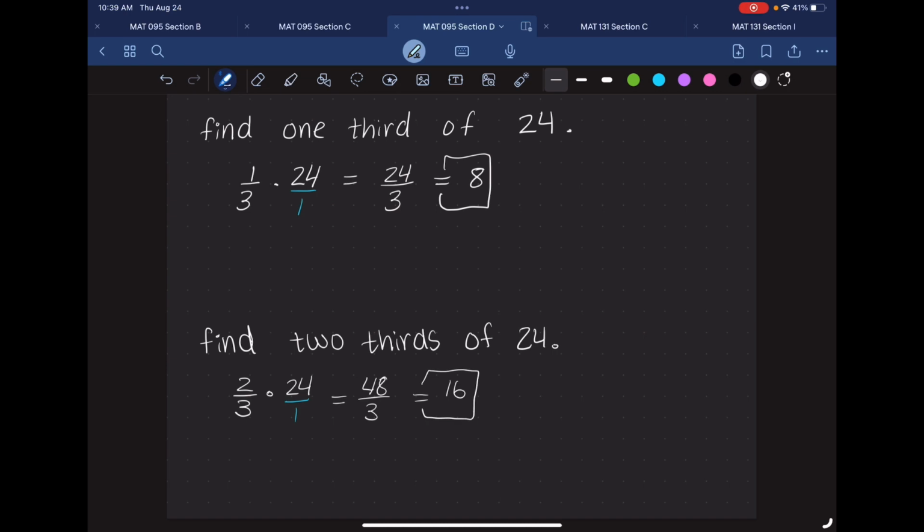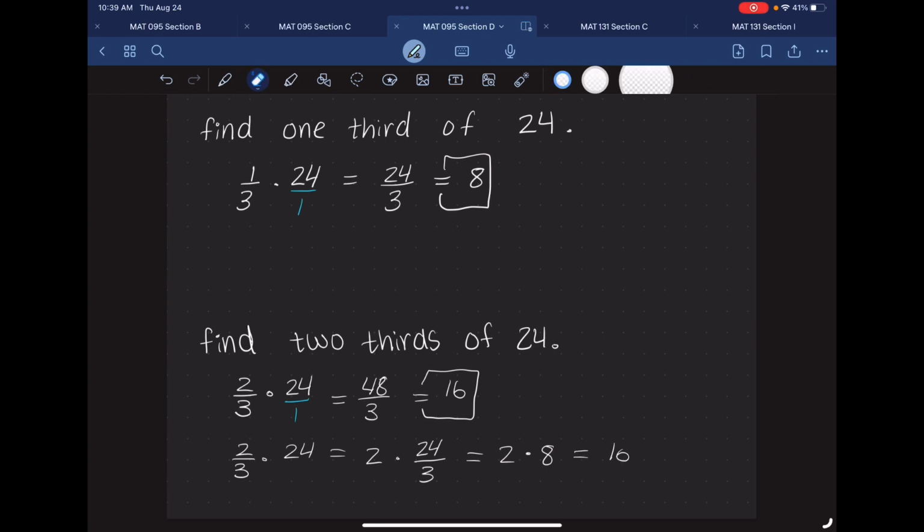But I want to point out something. This is the procedure that you've probably learned before. But when I'm looking at 2/3 times 24, I could also say, well, that's just 2/3 of 24. And I know that 1/3 of 24, or 24 divided by 3, is 8. So I've got 2 times 8, which is 1/3 of 24, like we found in the previous problem. And that's, again, 16. Now, you wouldn't have to write this out every time, necessarily, but I want you to understand how these two problems are connected.